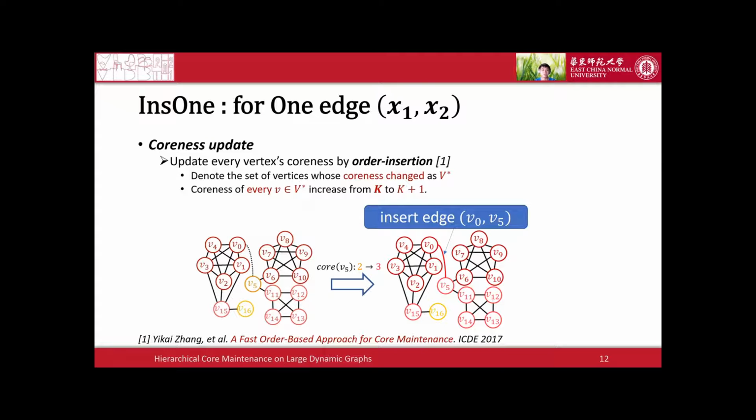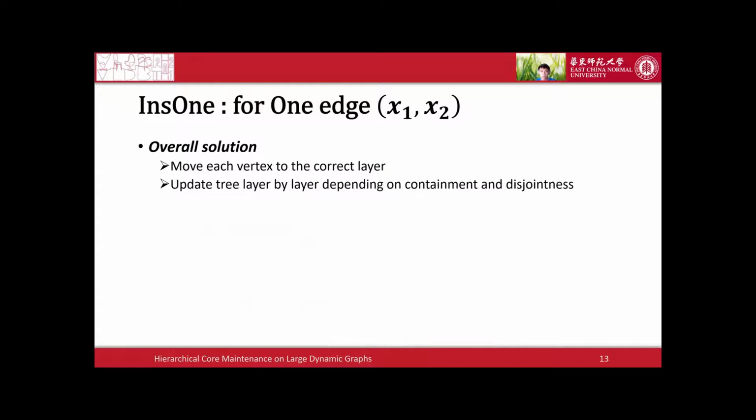After the insertion of the edge, we use the algorithm for coreness maintenance to update the coreness of all vertices. According to the existing study, the vertices whose coreness changed have the same coreness, and their coreness increased by 1. After updating coreness, we introduce how to update the structure of the tree. The overall solution is to move each vertex to the correct layer and then update the tree layer by layer depending on the two properties.